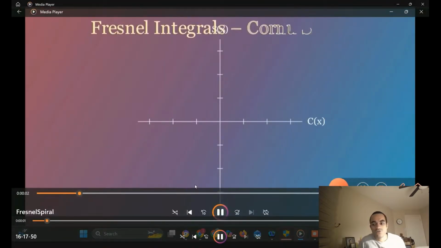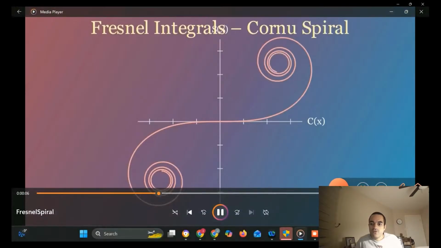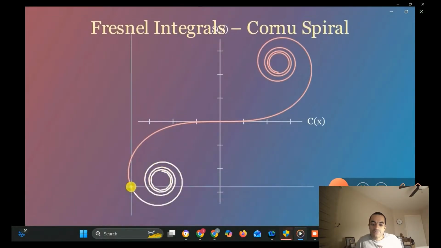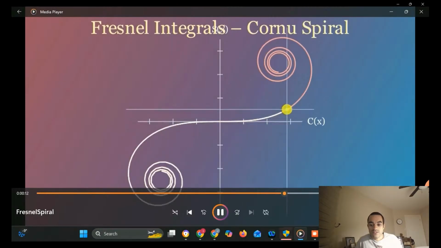Okay, so this is a Fresnel type of spiral. This is a Fresnel integral, and you can see it looks pretty cool, doesn't it? A Fresnel integral creates Cornu spirals. This is how they behave.